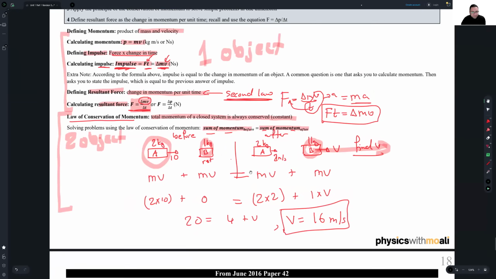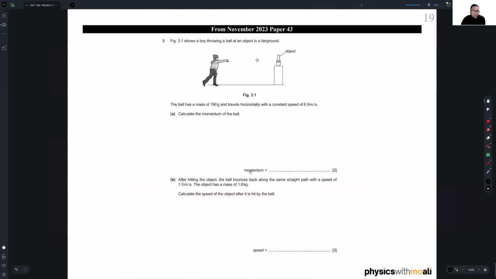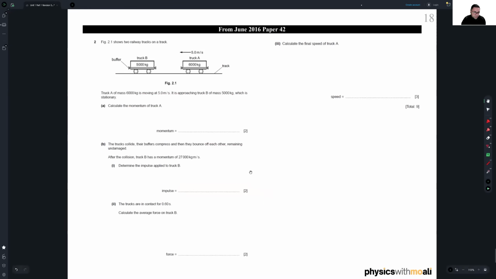Let's solve a question or two. I have a couple of questions here. One with one object, and then two objects as well. It depends on the question, keep in mind. And remember the impulse thing we just discussed.